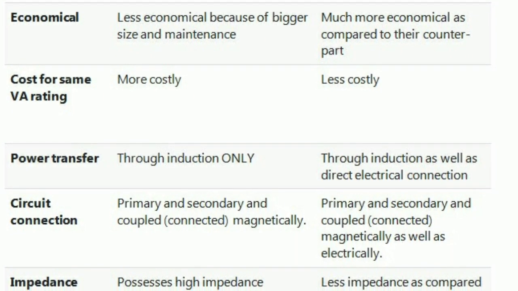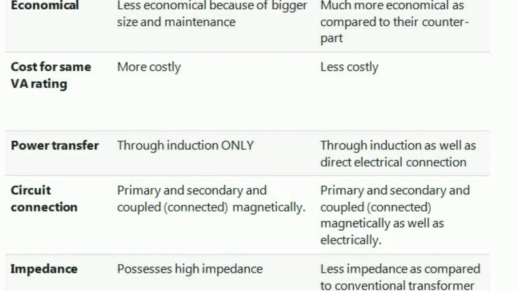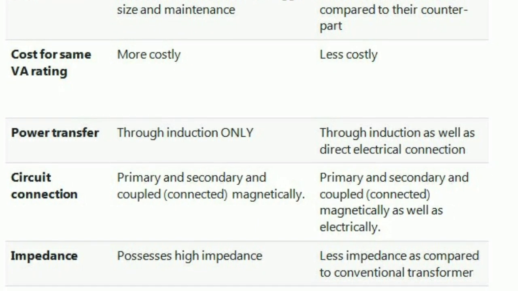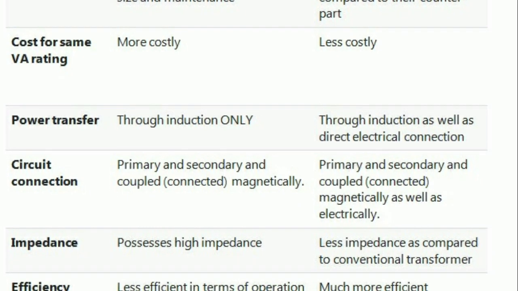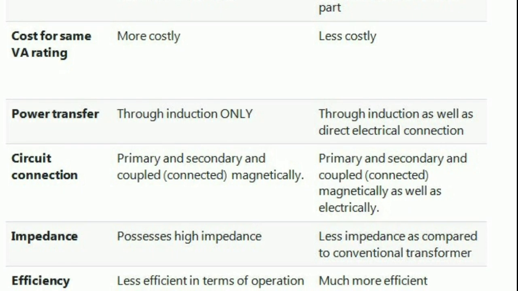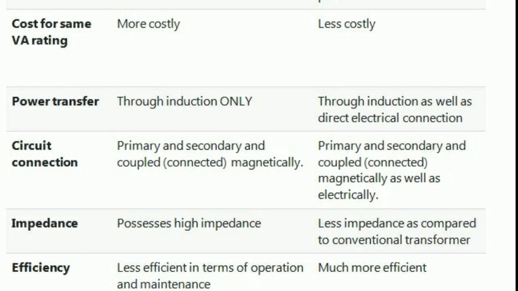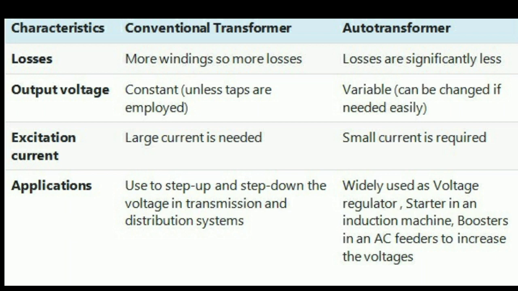Next, coming to the circuit connection, in two winding the primary and secondary are magnetically connected, whereas in an auto transformer they are connected magnetically as well as electrically. Compared to the impedance, in two winding the impedance is very high, whereas in an auto transformer the impedance is very low compared to the conventional transformer. And coming to the efficiency, a two winding transformer is less efficient in operation, whereas an auto transformer is much more efficient than the two winding transformer. Next, coming to the losses, a two winding transformer has more losses, whereas an auto transformer has less losses. Output voltage is constant in a two winding transformer, whereas in an auto transformer it is variable.